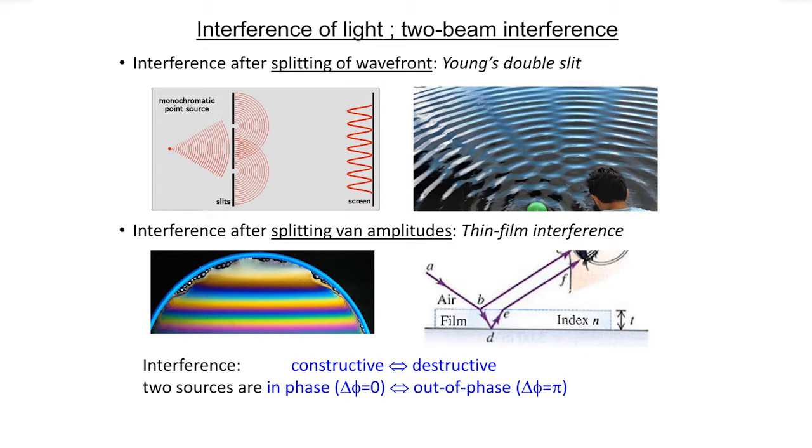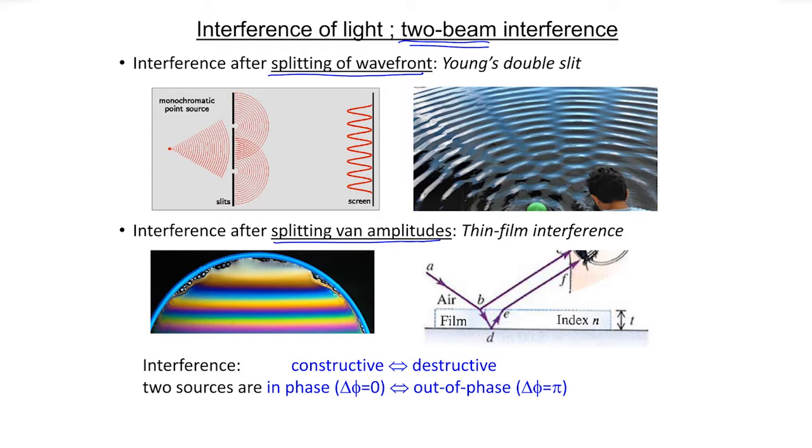In this web clip, we'll discuss the interference of light, and in particular the interference between two beams of light, or two optical sources. These two sources can be produced in two different ways. You can either split the wavefront, or you can split the amplitude of one original source.